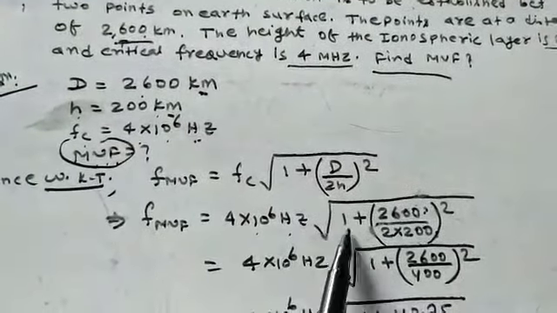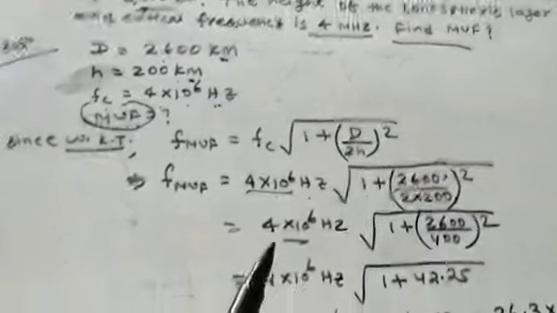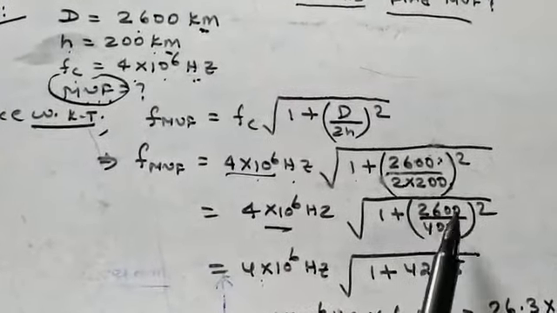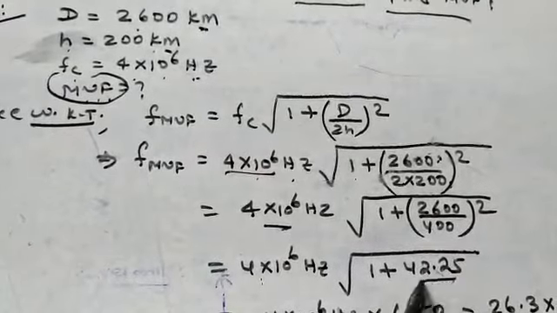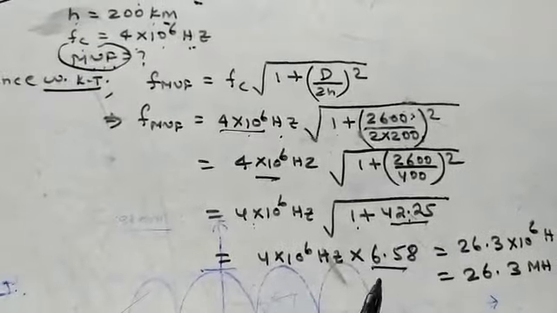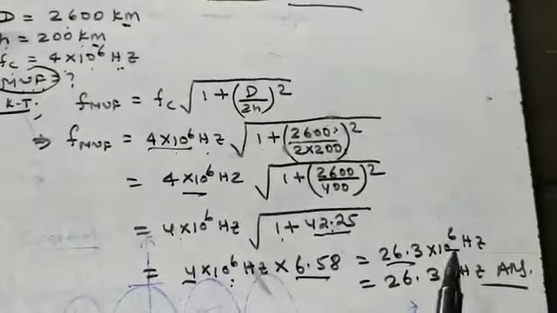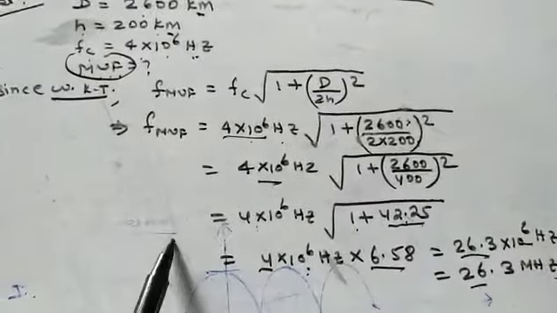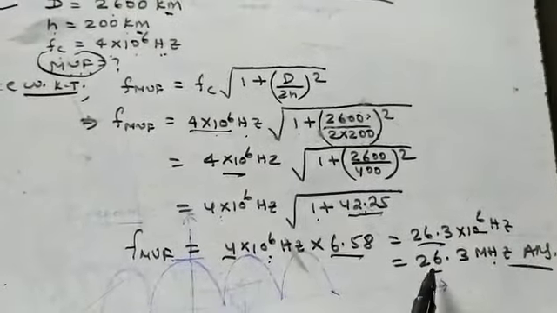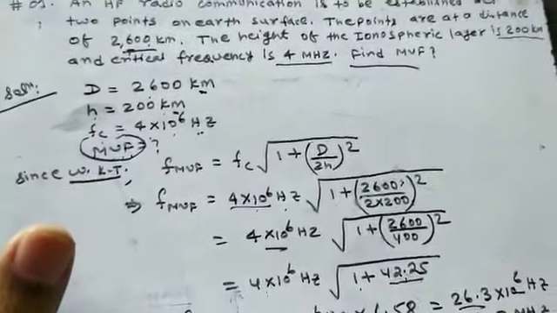This gives 4 into 10 to the power 6 hertz times the square root of 1 plus (26 upon 4) whole square. After solving, the whole square of this gives 42.25. After adding 1, I take the square root of the value, which gives 6.58, and after multiplying with 4 you will get 26.3 into 10 to the power 6 hertz, which means 26.3 megahertz. Generally maximum usable frequency or critical frequency is expressed in megahertz, which is why we have written 26.3 megahertz. This is a very easy process to calculate the maximum usable frequency.